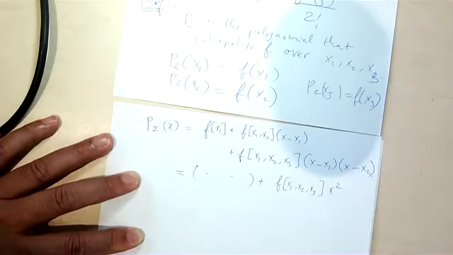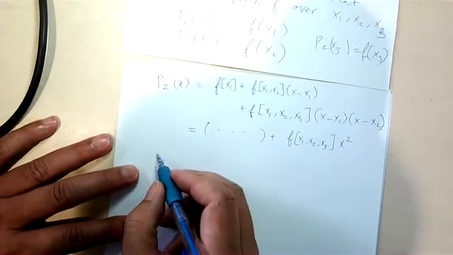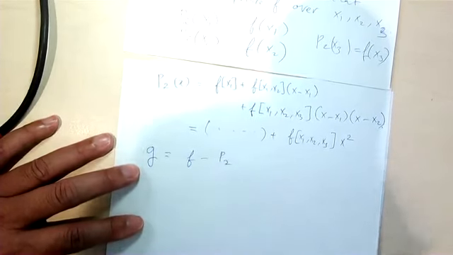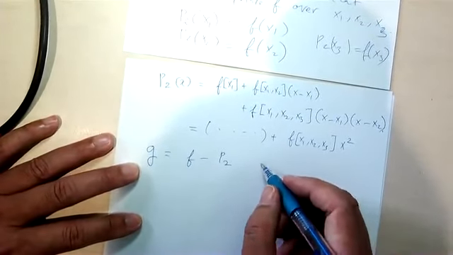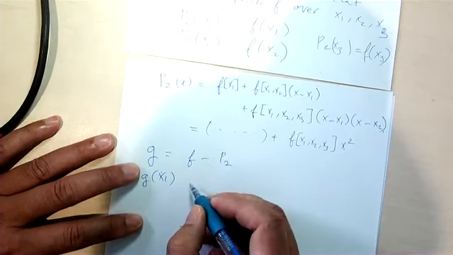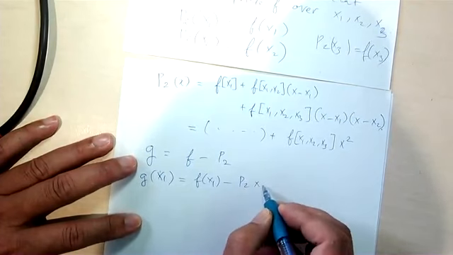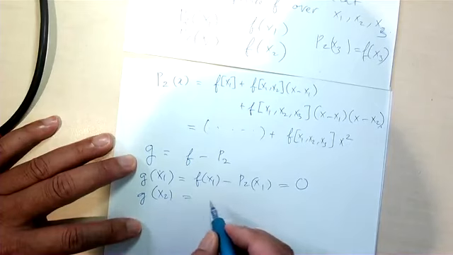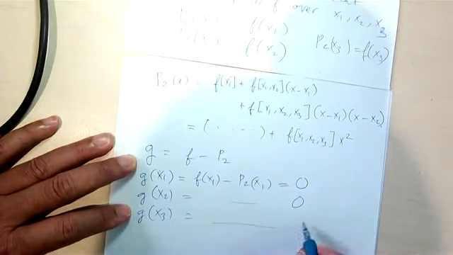Agree? Now let me take this function g. The function g will be f minus P2. Now if I evaluate it at x1, then it will be f(x1) minus P2(x1), so it equals 0. And so on. So you have g(x2) equals 0 as well, and g(x3) equals 0. Okay?